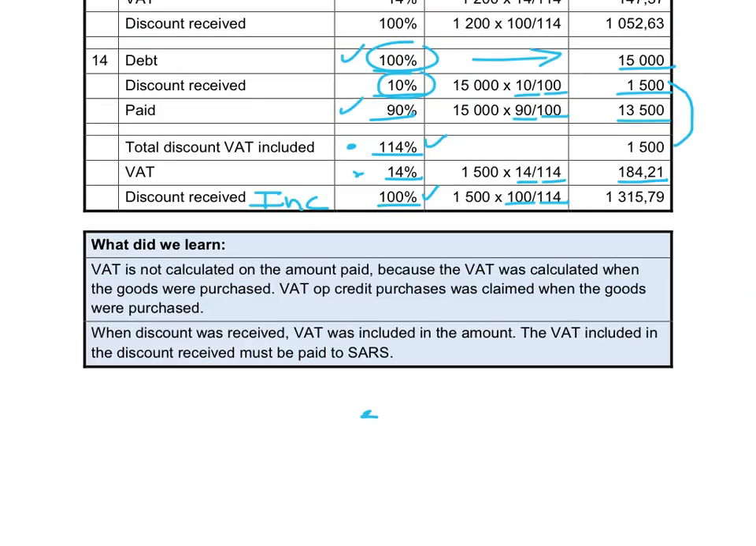What did we learn? VAT is not calculated on the amount paid or on the amount received, because the VAT was calculated when the goods were purchased. VAT on credit purchases was claimed from SARS when the goods were purchased, so when you pay this, you can't include VAT again. When discount was received, VAT was included in the amount for the discount. The VAT included in the discount received must be paid back to SARS.